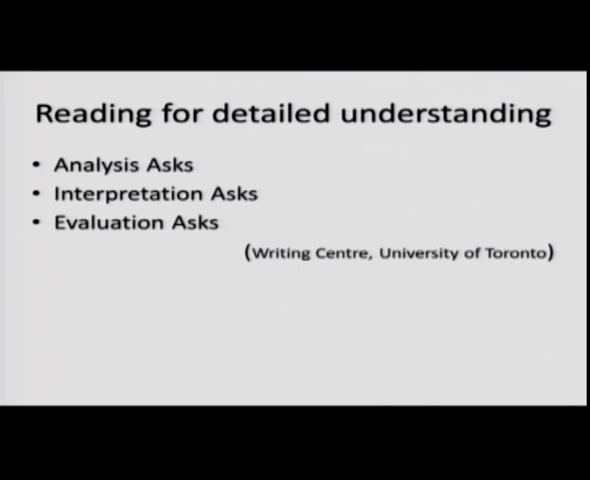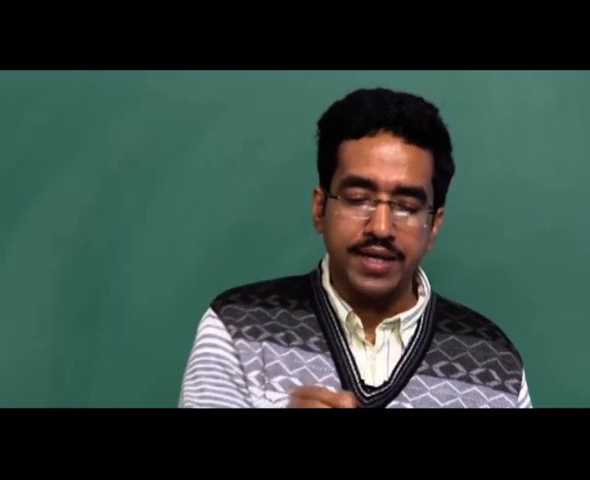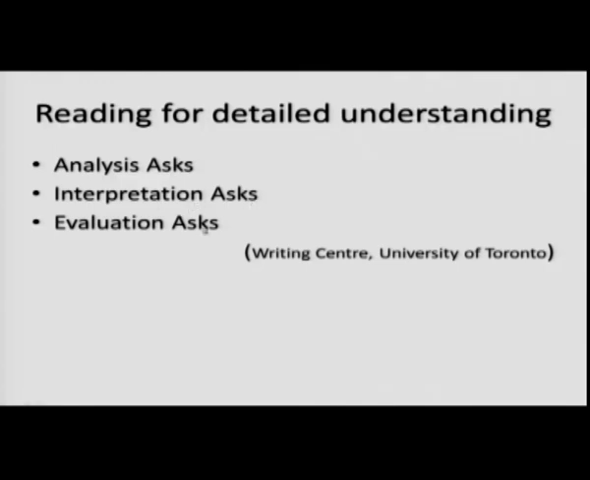So, when we read for detailed understanding, what actually happens? Several researchers have proposed different theories. One among them is what is proposed by the Writing Center, University of Toronto. According to the researchers, when we read for detailed understanding, the reader usually asks three kinds of questions. They are classified as analysis asks, interpretation asks, and evaluation asks. For our purposes, we will look at the first two, analysis and interpretation, in this lecture. We will look at evaluation when we look at critical reading in detail.